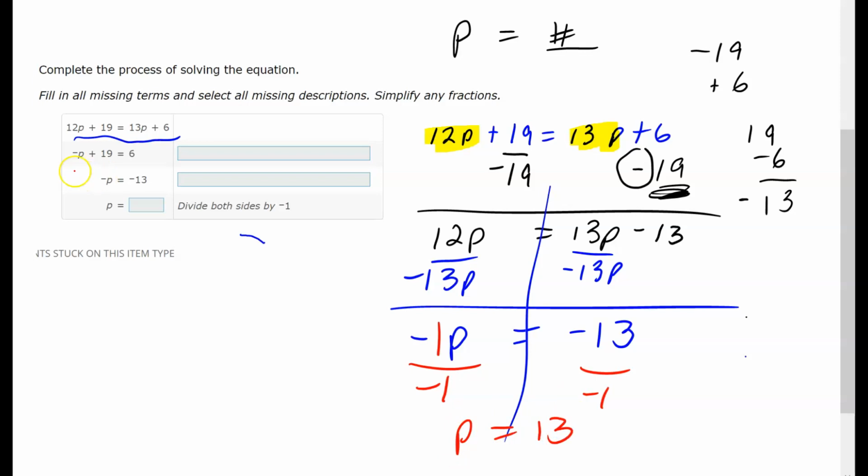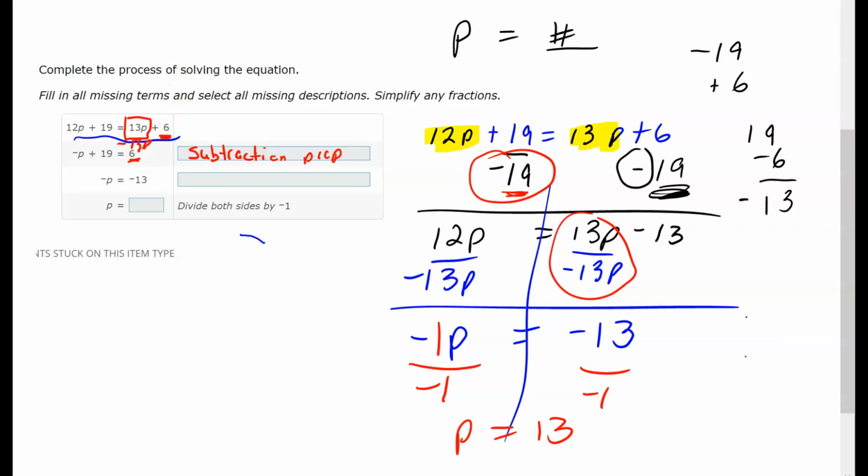So basically what we did here, let's see how this 6 is here and this 6 is still there? This is what disappeared. So I subtracted 19 first. They decided to subtract 13p first. It doesn't matter. Right? They did that first, so you subtract 13p. So this is the subtraction property of equality. They subtracted it from both sides. I subtracted 19. It's still a subtraction property of equality.